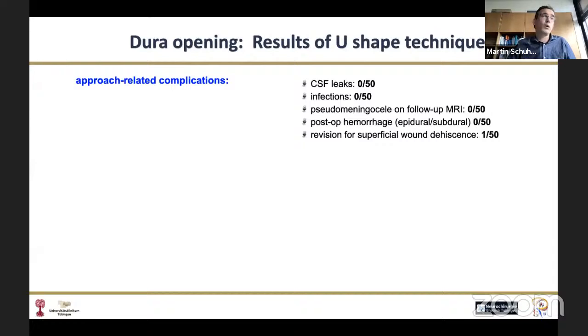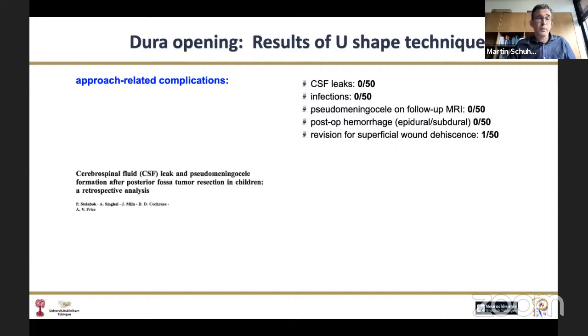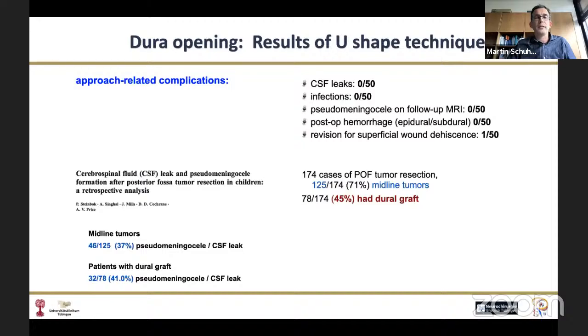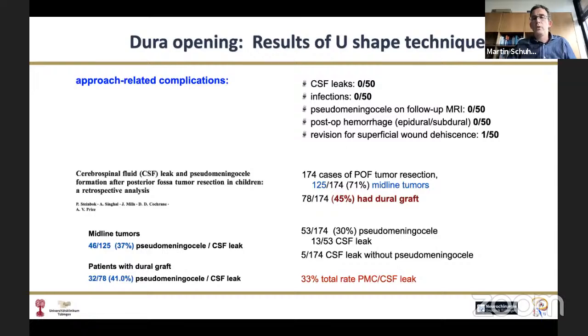So with this kind of approach, you really get rid of most of these dura opening problems and associated problems with CSF fistula, and you don't need duroplasty. This is just literature in a large pediatric series. 45 had a dural graft, and they had 37 pseudomeningoceles, 41 dural grafts. So a total rate of pseudomeningocele and leaks in 33% of the cases. So I think there is some truth about the problem that the Y-shape incision per se induces in that dura opening.